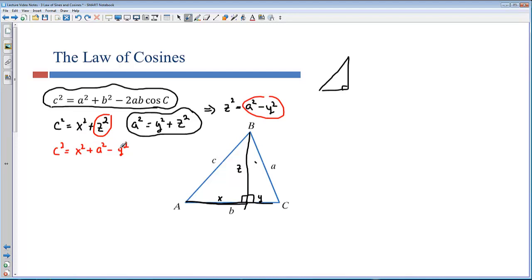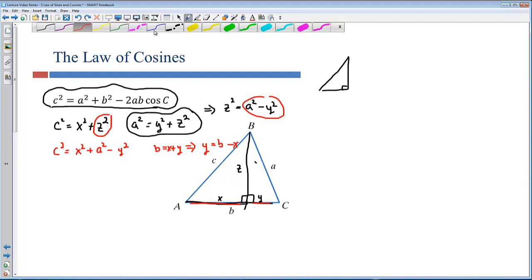Next, we have a relationship between x and y down here. We know that b is equal to x plus y. So we can solve this for x and plug in over here, and that's going to introduce a b squared into our term. So let's solve this for y. Y is equal to b minus x. Oh, sorry, I meant to solve it for x. Let's solve this for x.